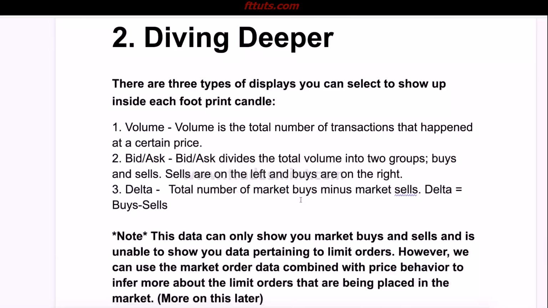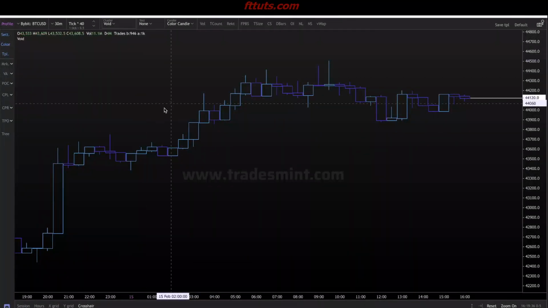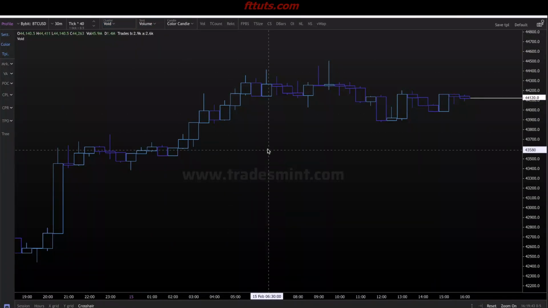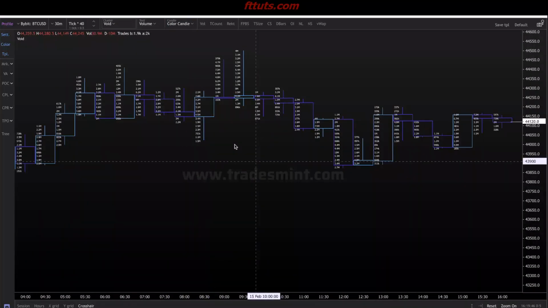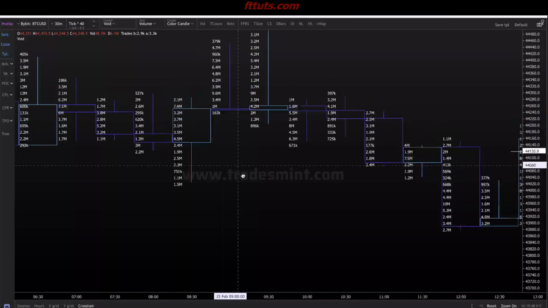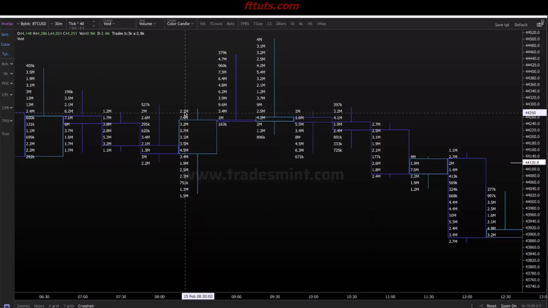So when we dive deeper, there are 3 types of displays that you can select to show up within each footprint candle, and we went over this a little bit last time, but basically there's volume, bid ask, and delta. They're all telling you the same thing from a different perspective. The volume is telling you how many transactions occurred at a specific price point within the candle, in total. Right here, 2.1 million total volume occurred at the price point of 44,260 in the wick of this candle.